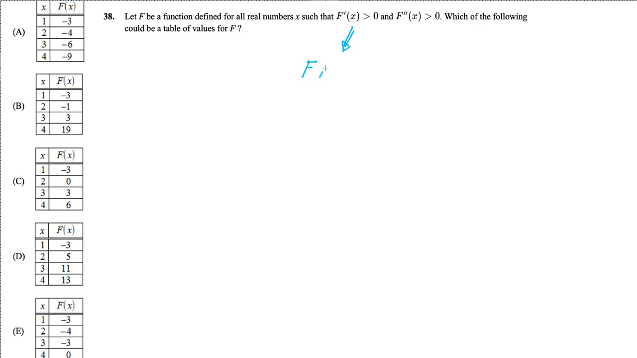This entire thing is for all real numbers, right? It has to be for all real numbers. If it doesn't say for all real numbers, then you don't know that this inequality is always true. But since it says for all real numbers, it means that f is always increasing. And then this piece of information. So f is always increasing as we go along x.